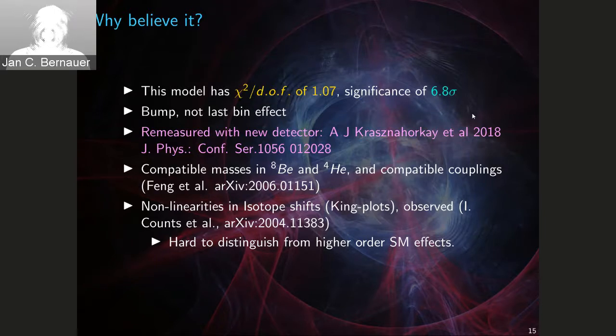And there's actually another experiment which can be explained by something like this. The group at MIT looked for nonlinearities in isotope shifts. And they observed them. It's published here in this arXiv paper. The problem is it's not a smoking gun. You can explain this also with some higher order effects in the standard model. And that's unfortunately true for most of these nuclear experiments. There's always a way you can look for higher order effects which might be able to explain it. So it would be really nice to have a clean channel where you don't have this problem of different interpretations.